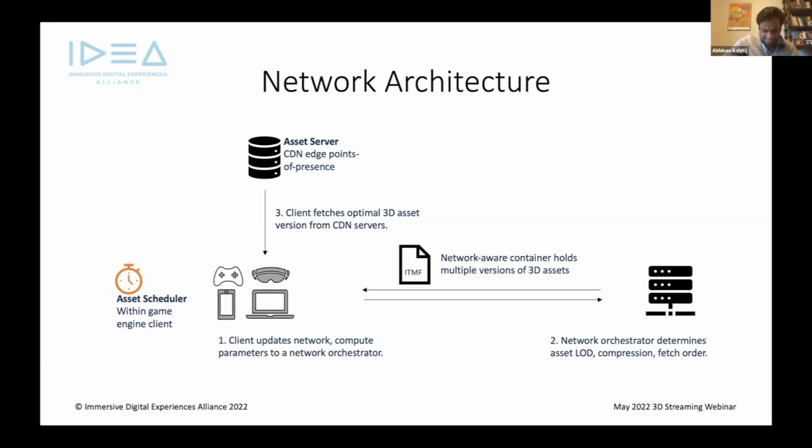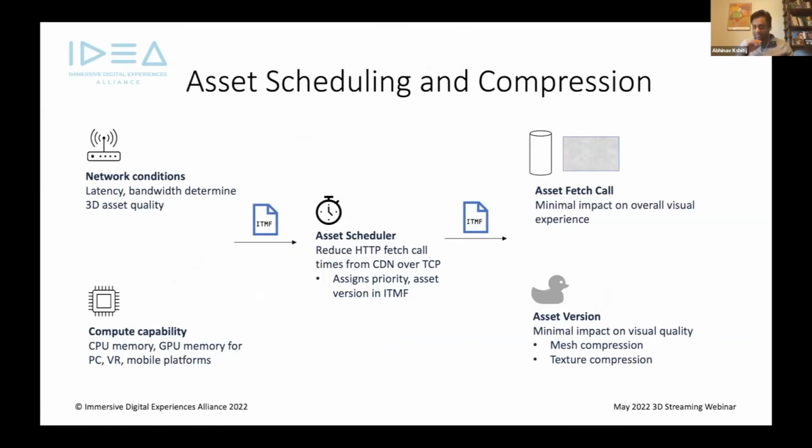And so let's take a deeper dive into the asset scheduling and compression, because this is important. The ITMF container, when it's sent back from the orchestrator to the client into the scheduler, the order is created by network conditions and compute capability. At this point, the network conditions would include just the latency and the bandwidth, and the compute capability includes CPU, GPU memories, even the number of cores. We have limited our scope to just latency, bandwidth, and CPU memory at this point in the ITMF container.